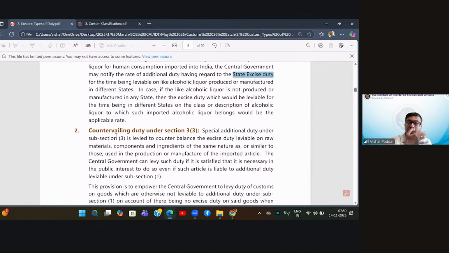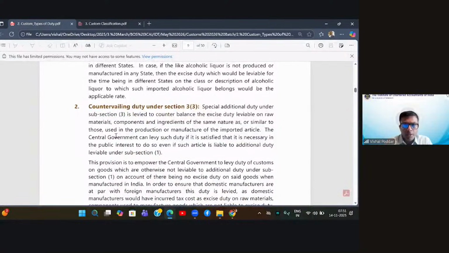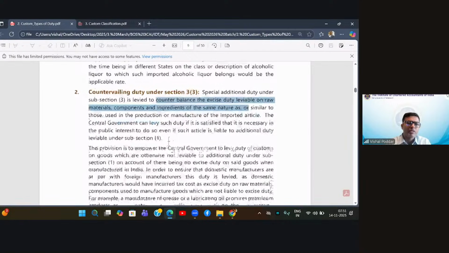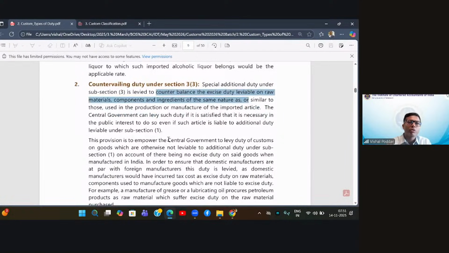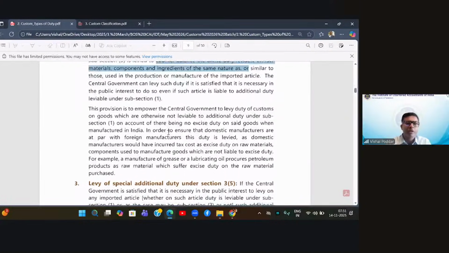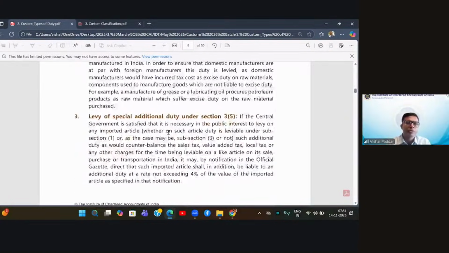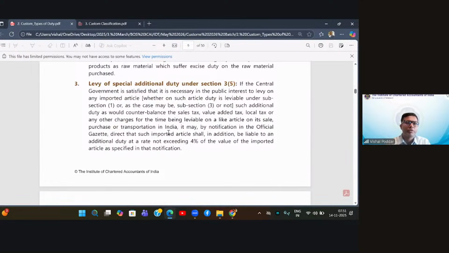So basically what we are understanding is what are the different additional duties charged under customs. So section 3.1 charges additional duty of customs, which is nothing but our Indian excise. Then the second duty is section 3.3, which is also called countervailing duty. What is 3.3? Special additional duty under subsection 3 is levied again to counterbalance excise duty leviable on materials, components, ingredients, etc. However, since majority goods are now under GST, practically this duty is not having much relevance today.